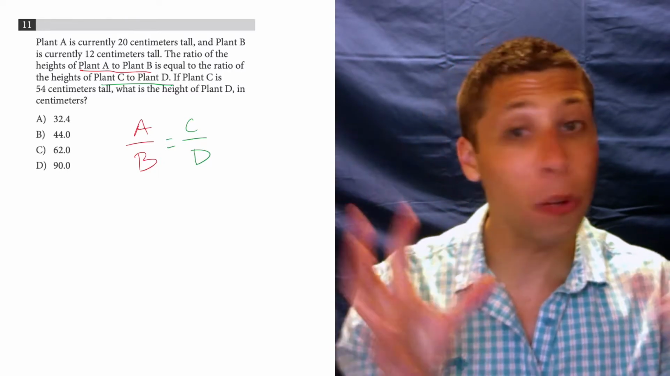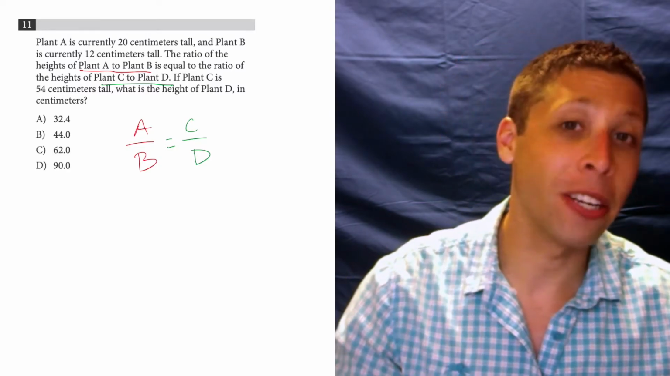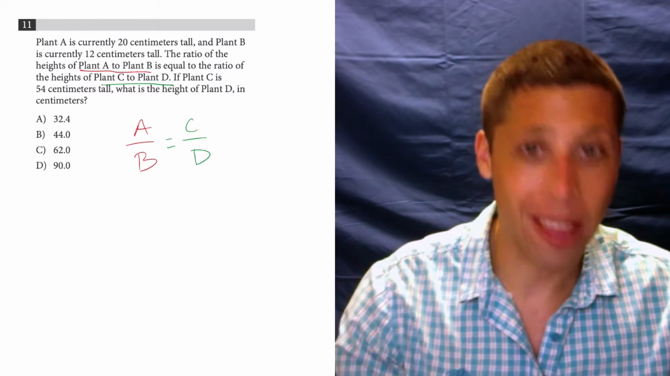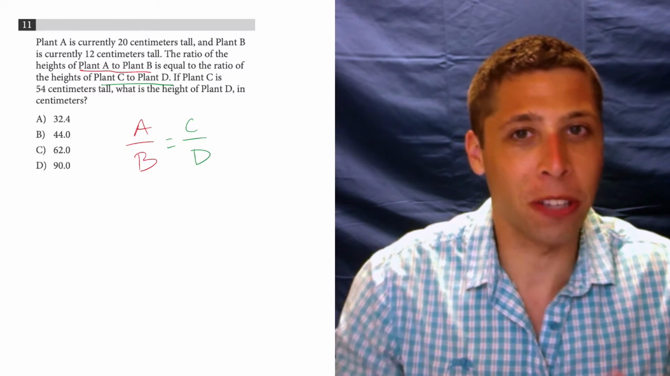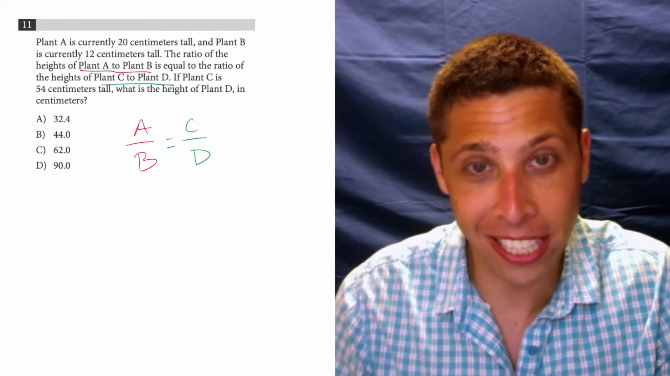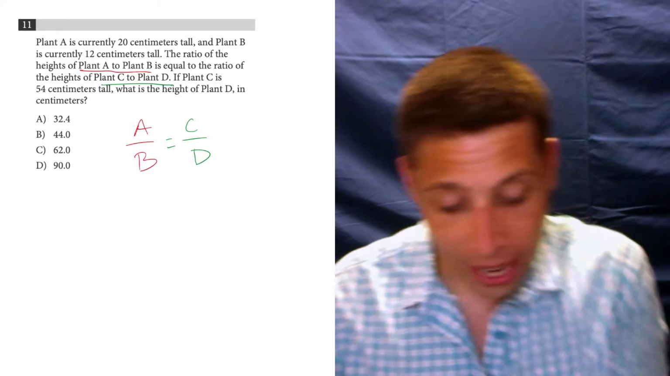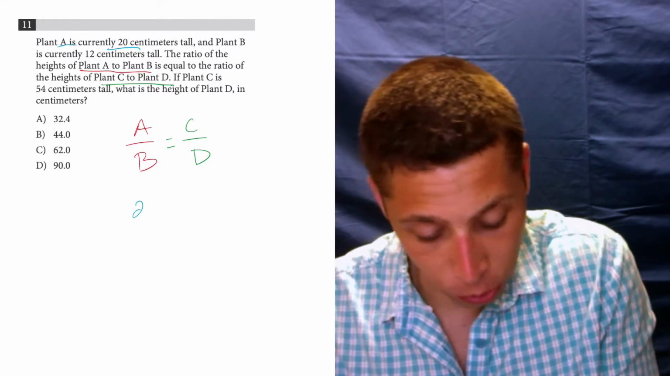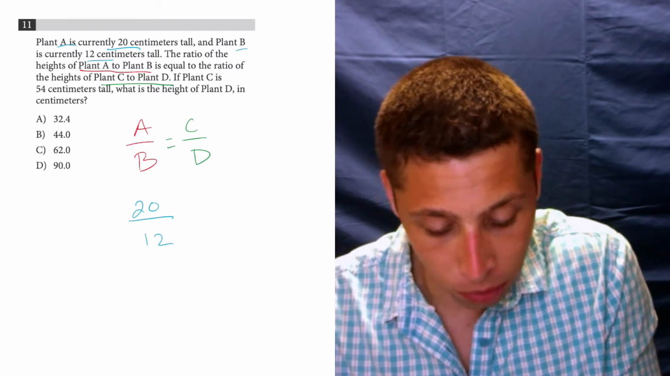If I try to do it all at once, maybe I get it right. But the SAT knows that maybe I get it wrong. And they've got that answer waiting for me. So use your confusion, those places where things feel a little sneaky, use that to your advantage. So now let's put the numbers in. Plant A is 20, right? So 20 over. B is 12, 20 over 12.